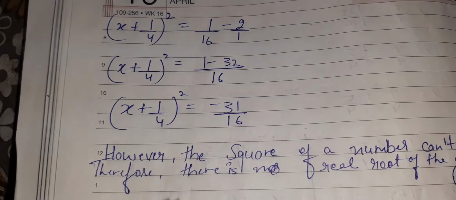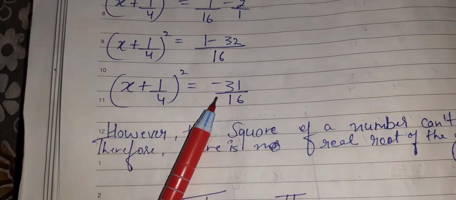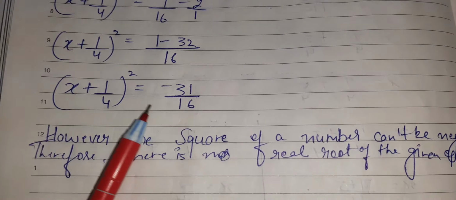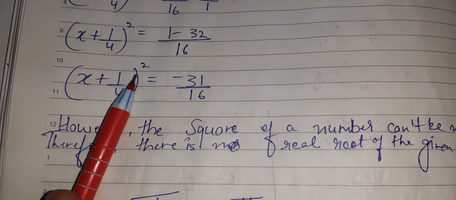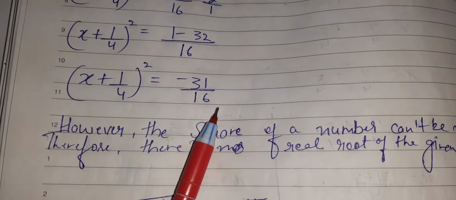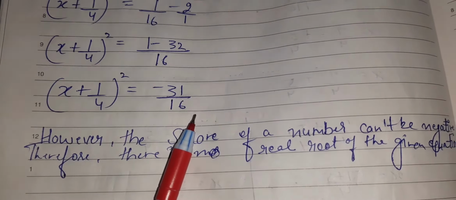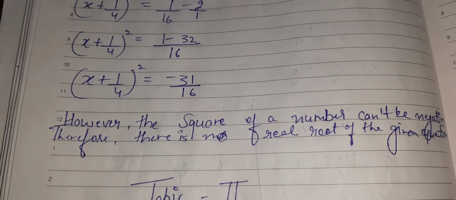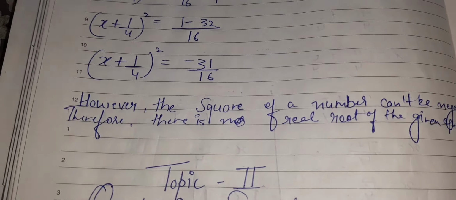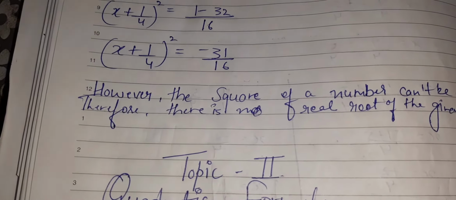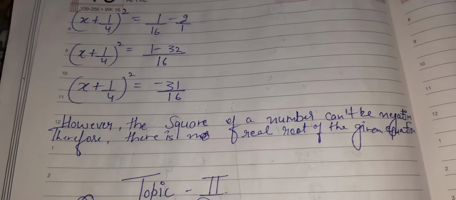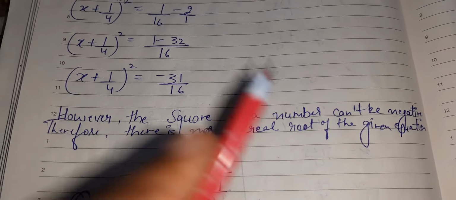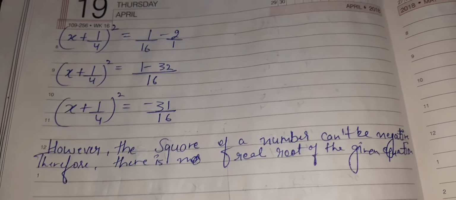Again I have solved it. It has come minus 31 upon 16. That means the answer is coming in negative. If you bring this square on the other side as under root, it will change into an imaginary number, which is not in your syllabus right now. But in class 11th you will be studying about imaginary numbers. However, the square of a number can't be negative. Therefore, there is no real root of the given equation. We will not solve it further.